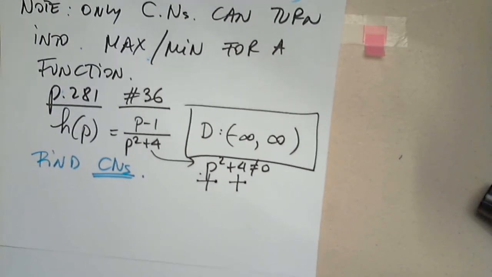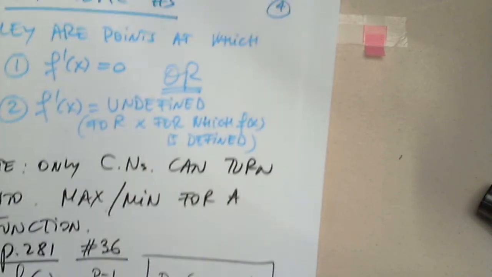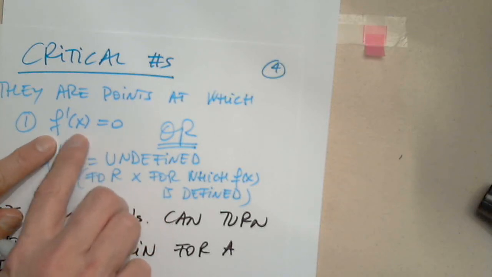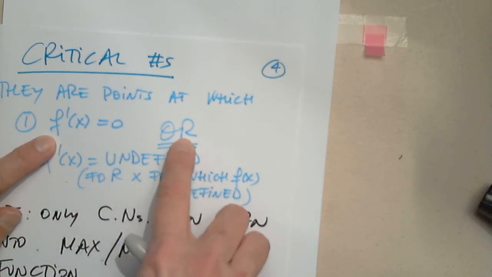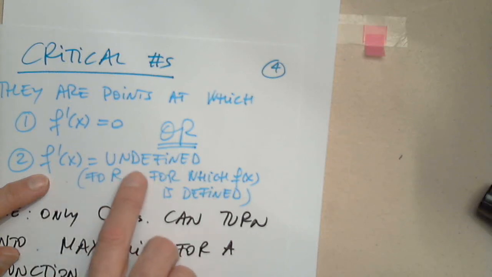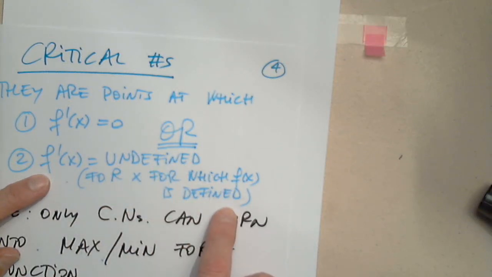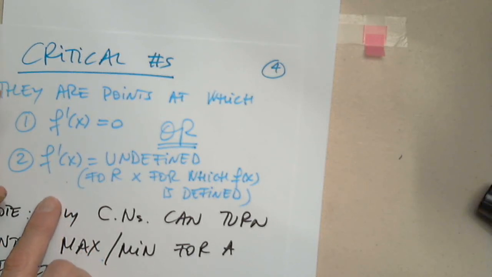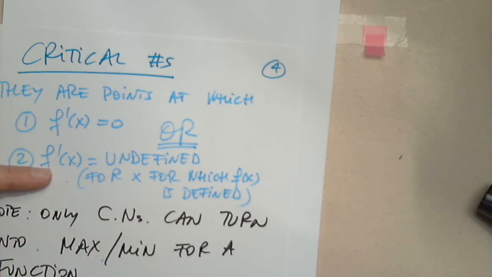Good. So we're asked to find critical numbers. Critical numbers can come from two possible sources, either from f prime being 0, or if f prime happens to be undefined where the function is defined, that will be another critical number. It can have critical numbers coming from both, from one and not the other, or not at all. But I have to check both and make sure that I have this in the back of my mind.